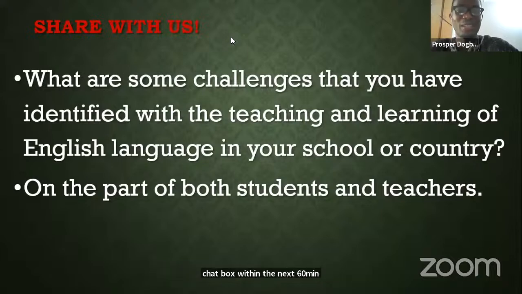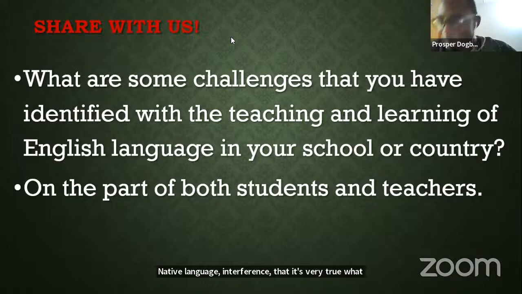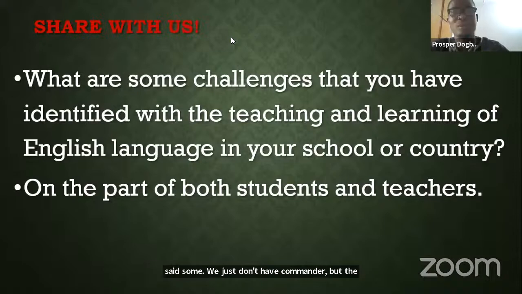So someone already is in with large classroom sizes, very true. Native language interference, that is very true. Because we have our native languages, then students are afraid of making mistakes. Perfectly true, the use of L1, as someone said. Some teachers don't have command over the subject. Then students' readiness to study English is low. Very true. Learners' L1 illiteracy.